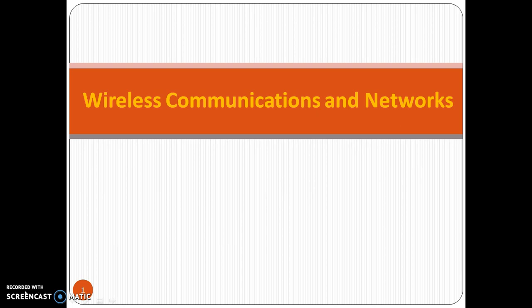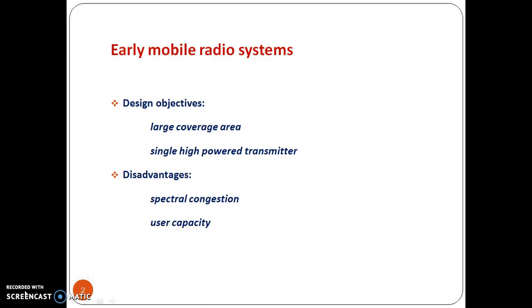Today I am going to explain the concept of mobile radio systems, which is very important in wireless communications. The design objective of early mobile radio systems was to achieve a large coverage area using a single high-powered transmitter, and the transmitter is mounted on a tall tower.